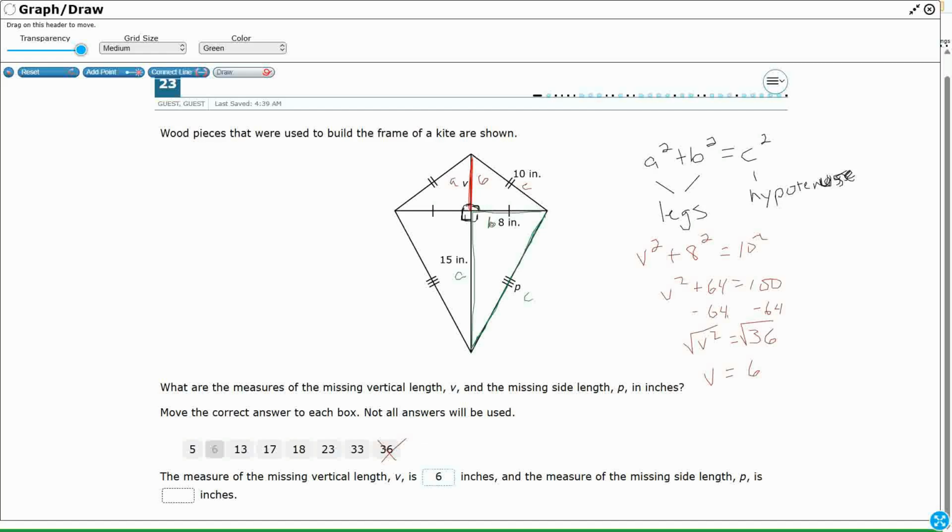Okay, so A squared plus B squared equals C squared. My A has a value of 15. My B has a value of 8. And then my C is my P. So I can go ahead and just make that my P if I want to. All right, so 15 squared is 225. 8 squared is 64 equals P squared. So that is going to be 289 equals P squared.